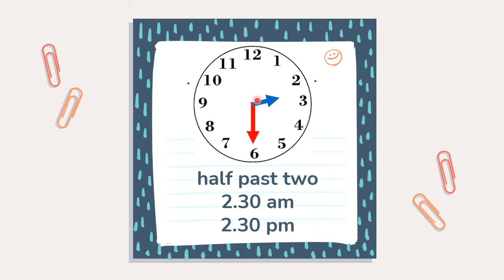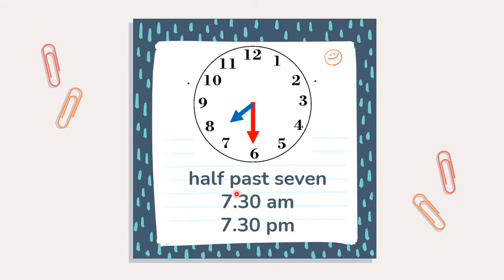Same goes for this picture. The arrow is still at number 6, so we still use half past, and the short arrow is pointing between number 2 and number 3. So we should use number 2. So it is 2:30, or we can call it 2:30 a.m. or 2:30 p.m.